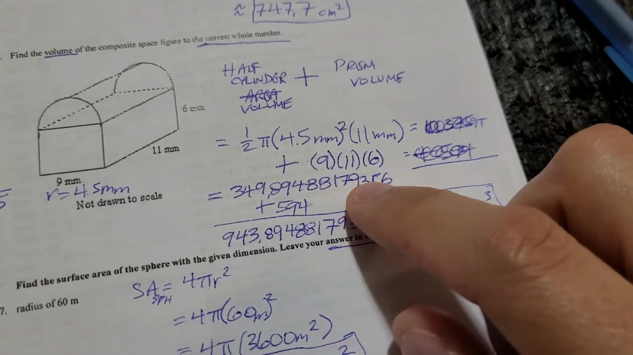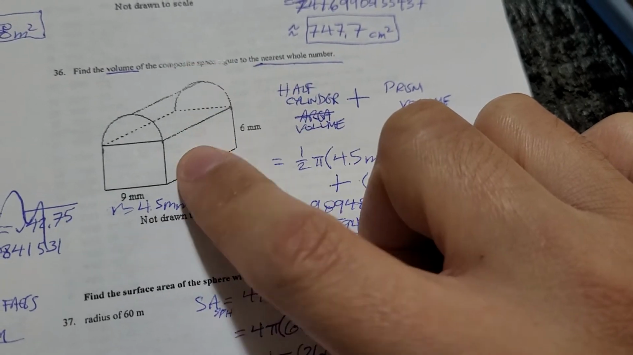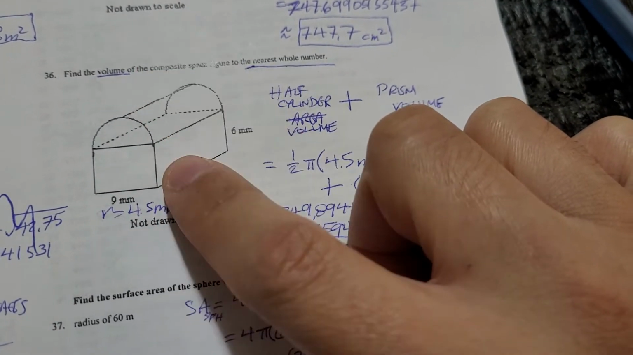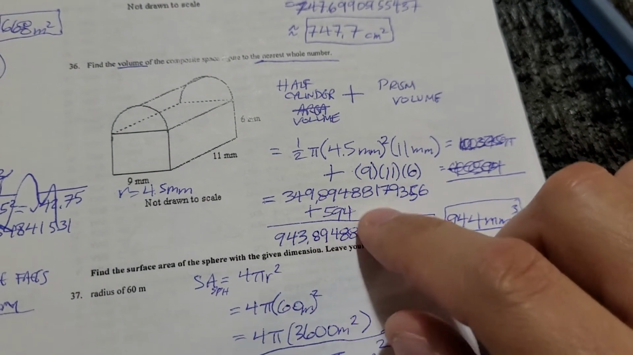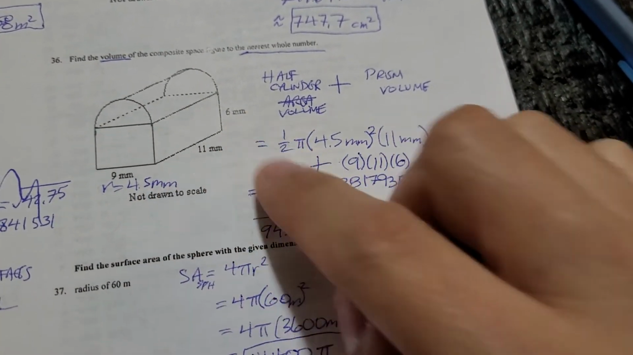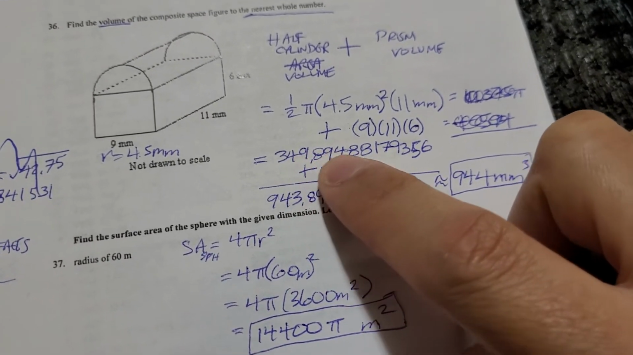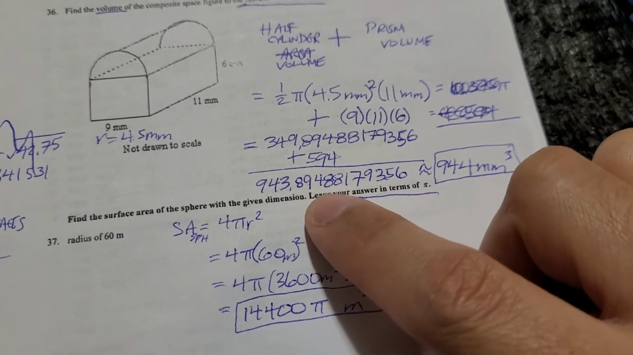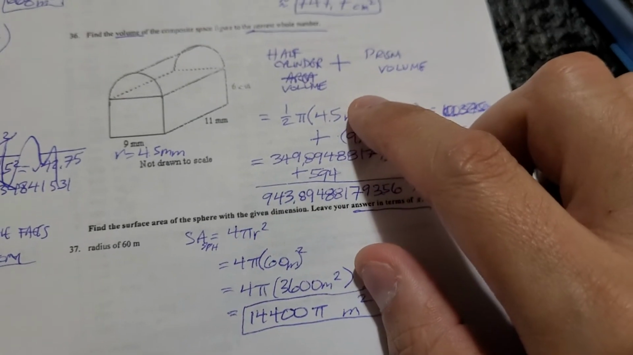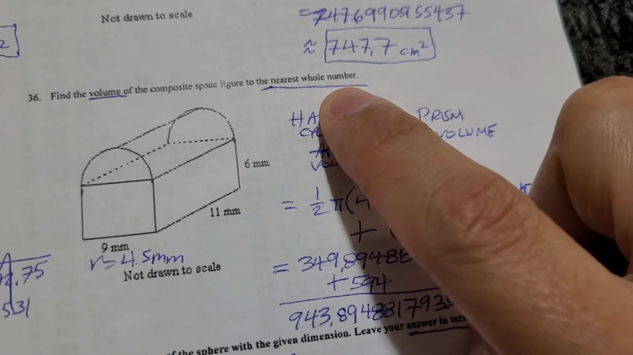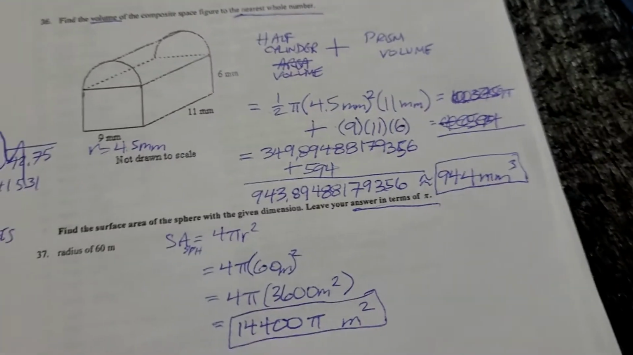Half times pi times 4.5 squared times 11 is going to end up being 349.89, and so on. Okay, and then plus the volume of the prism on the bottom, just like y'all learned in 5th grade. Length times width times height. 9 times 11 times 6 is going to be 594, plus what we just found up here. So total, I'm going to get 943.89. They want this to the nearest whole number, so that's why this is just 944 millimeters cubed.